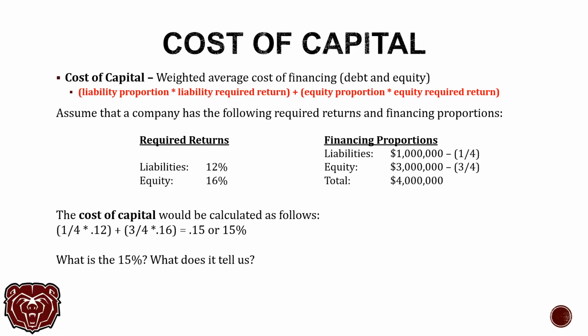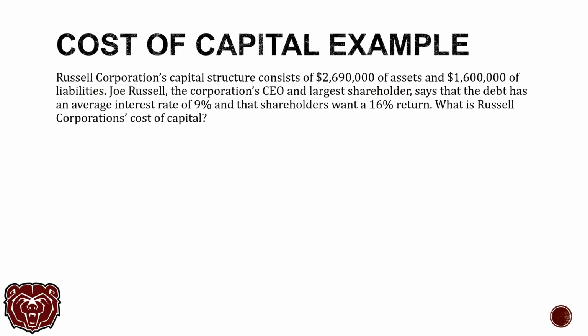So if we're going to make an investment, we need to ensure that the future cash flows are at least 15% and that we're going to see an actual positive return on the investment. Look at another example here.